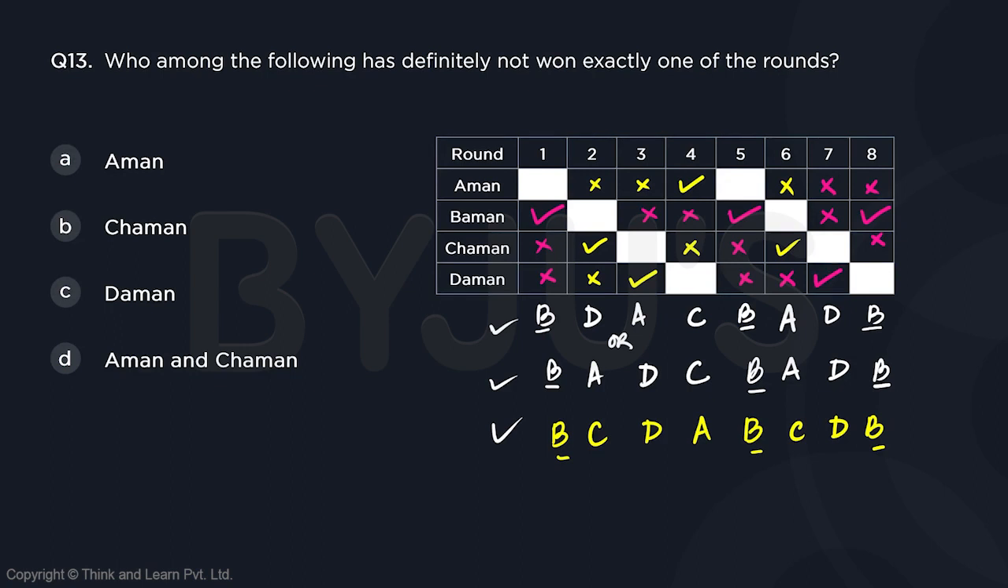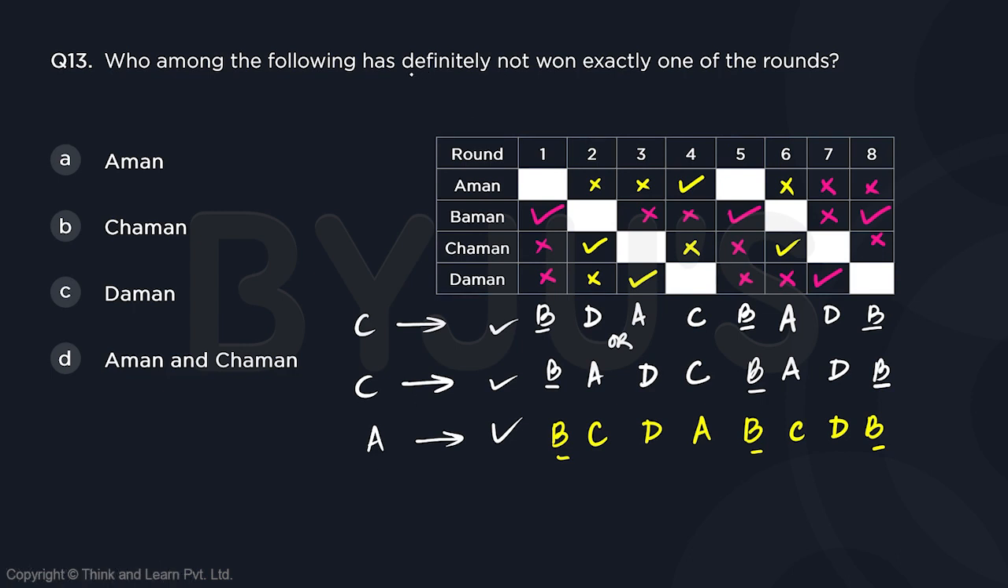Question number 13. Who among the following has definitely not won exactly one of the rounds? If you look at the first scenario, the number of rounds won by C is 1, while others have won more than 1 round. If I look at the next scenario, B has won 3, D has won 2, C has won 1, A has won 2. So again, C, Chaman, has exactly won one of the rounds. If I look at the next one, I can see C winning 2 rounds now, B winning 3 of course, D wins 2, and A wins now exactly 1.